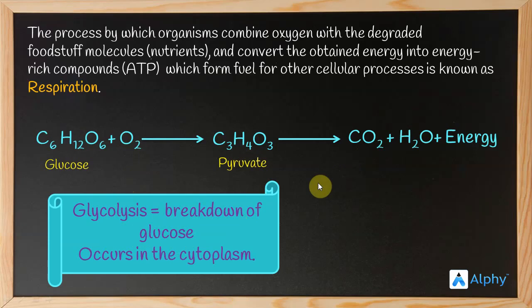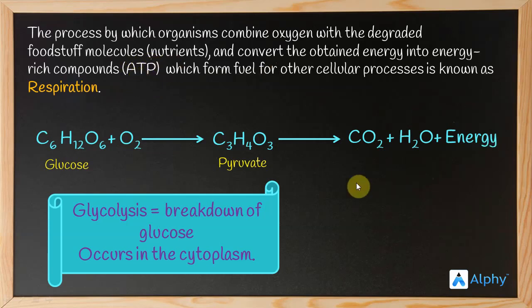Now this pyruvate further breaks down to release carbon dioxide, water, and energy. The carbon dioxide is just a byproduct. It is of no use to our body, so we exhale it while breathing. But the energy which is formed is required for our growth and daily activities, so we keep it and store it in the form of energy rich compounds like ATP. We will study this ATP in the further slides.